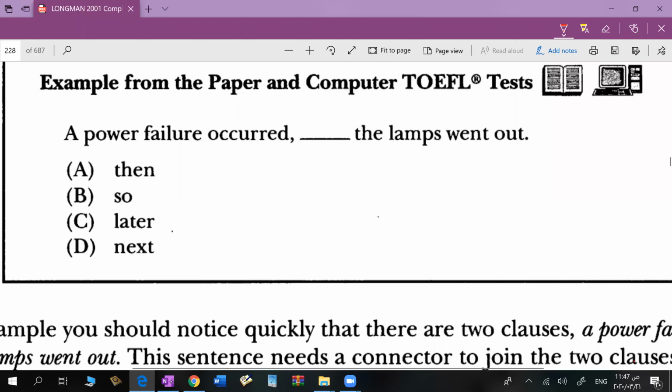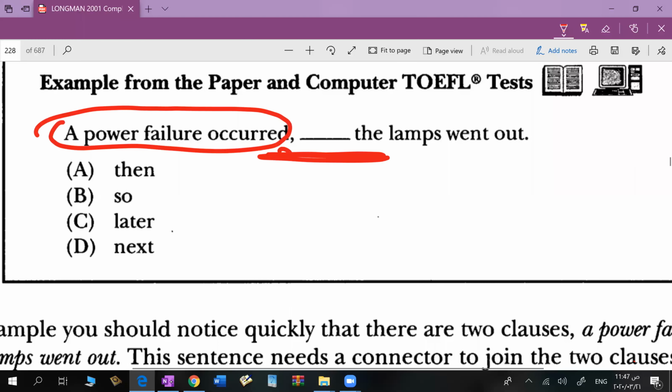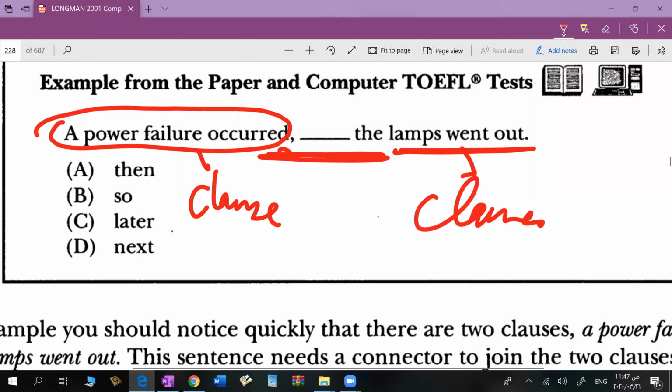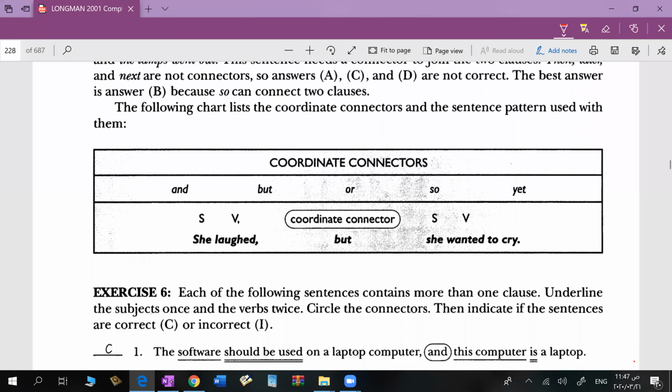Okay, a power failure occurred, comma, space, the lamps went out. You have here subject, verb, a power failure occurred, so this is a clause, and we have comma, space, and then another clause, the lamps went out. So what do we need here? We need a coordinate connector. Which one? So, B. Okay, this is the rule: subject, verb, comma, coordinate connector, subject, verb.